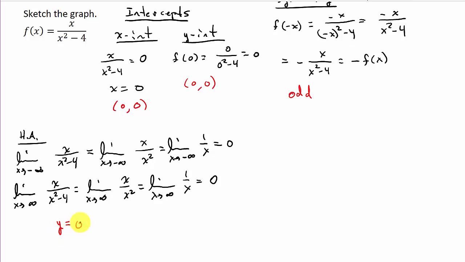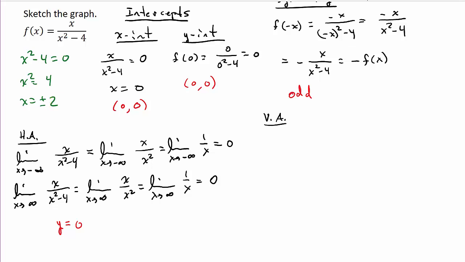Okay. Now, it's not always going to be the case that you get the same number as you go to negative infinity and positive infinity. You can get different numbers. Okay. Now, let's find our vertical asymptotes. To find the vertical asymptotes, we want to look and see when the denominator is 0. So hopefully you can see that this is when x is plus or minus 2.